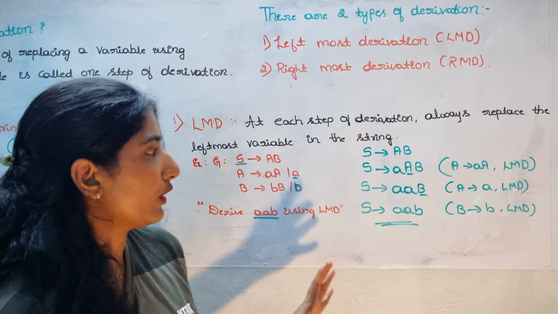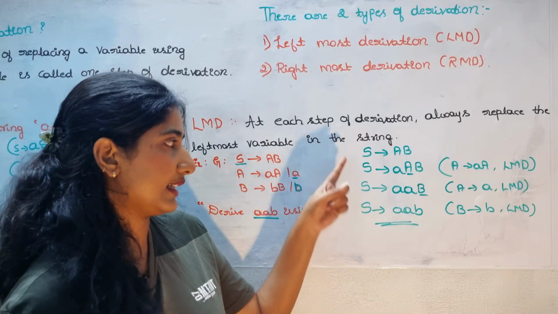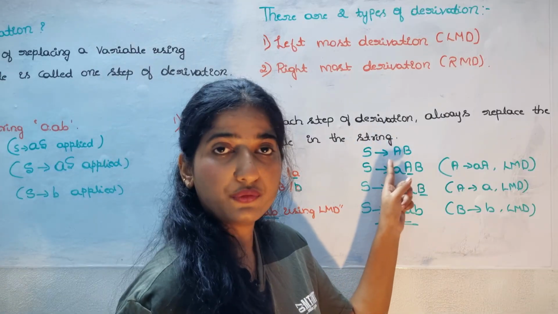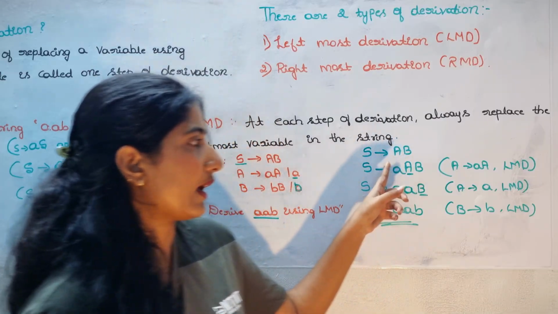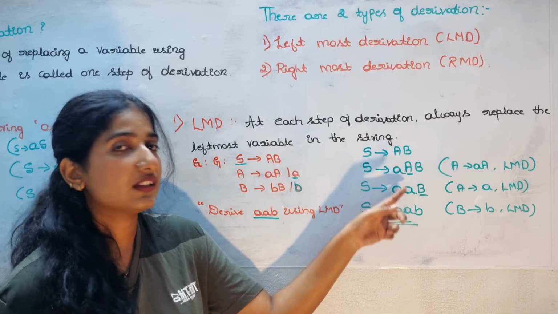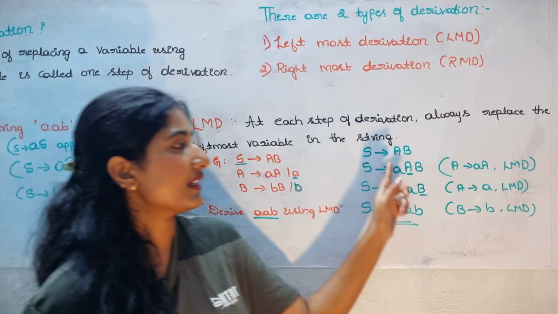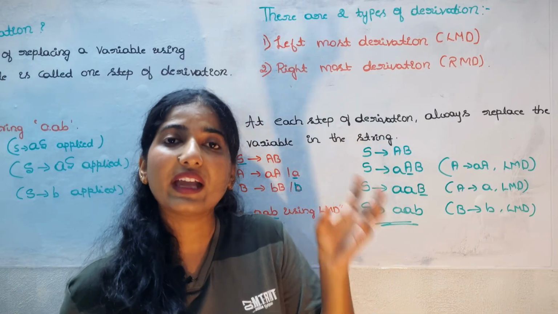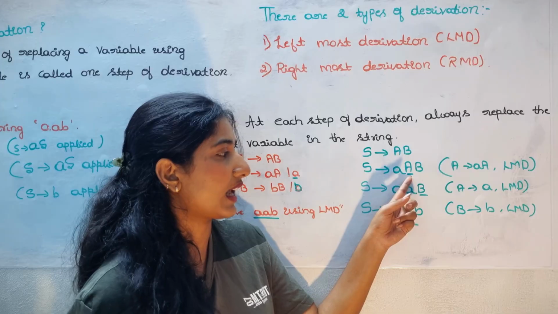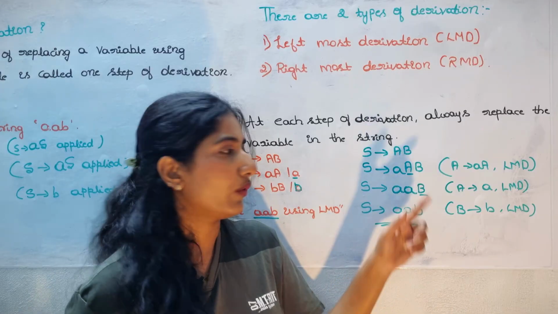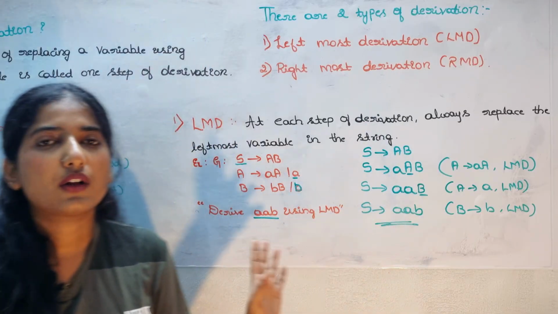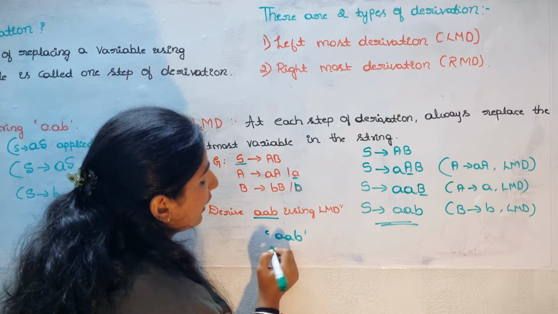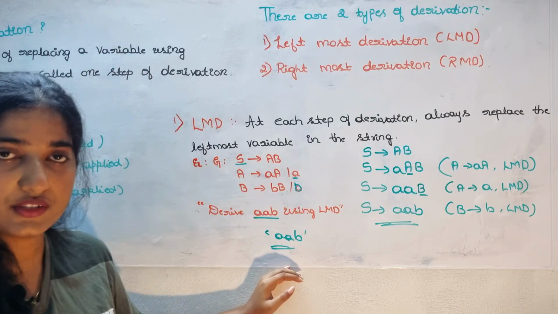So mainly what we are going to do, we are starting with the start symbol S, and we get to know the first leftmost variable. Yes, I got capital letter A, and with the help of a production rule I replaced capital A with small a, capital A, and then with the help of a rule I replaced A with A, and then again with the help of a rule I replaced B with B, and I got the final string AAB. I hope you understood now.